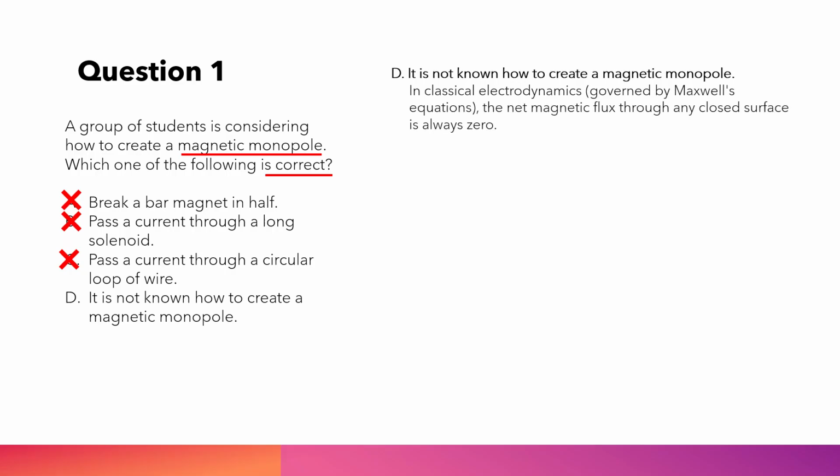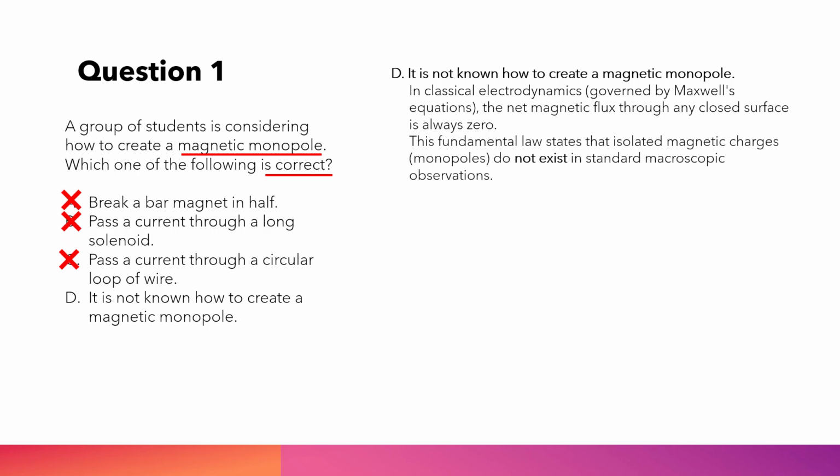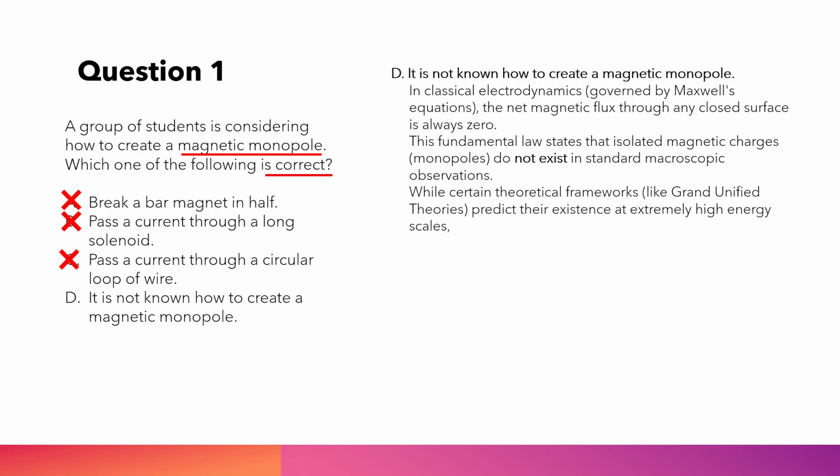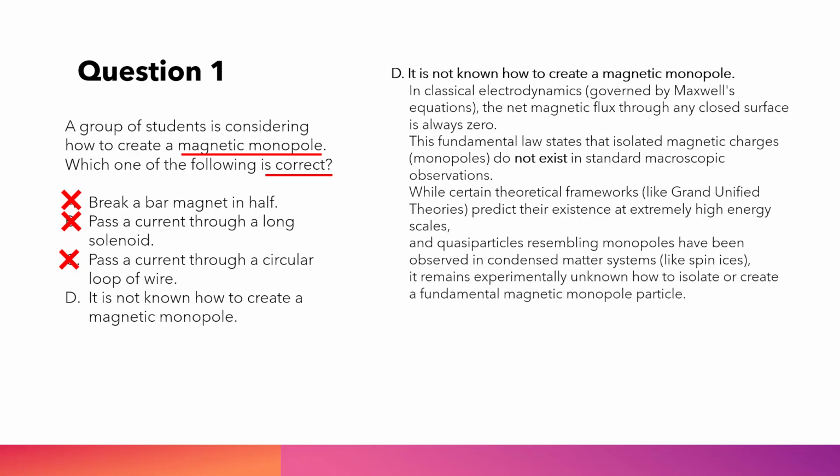In classical electrodynamics, governed by Maxwell's equations, the net magnetic flux through any closed surface is always zero. This fundamental law states that isolated magnetic charges, monopoles, do not exist in standard macroscopic observations. While certain theoretical frameworks, like grand unified theories, predict their existence at extremely high energy scales, and quasiparticles resembling monopoles have been observed in condensed matter systems, like spin ices, it remains experimentally unknown how to isolate or create a fundamental magnetic monopole particle.